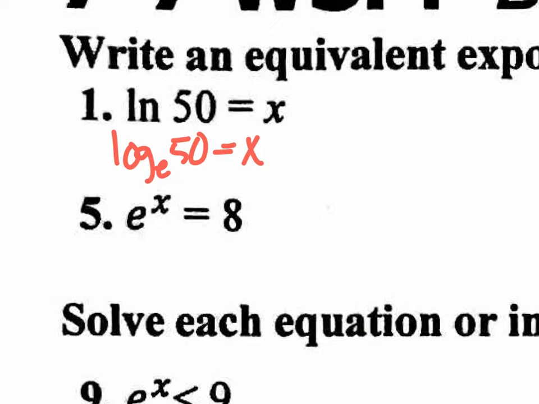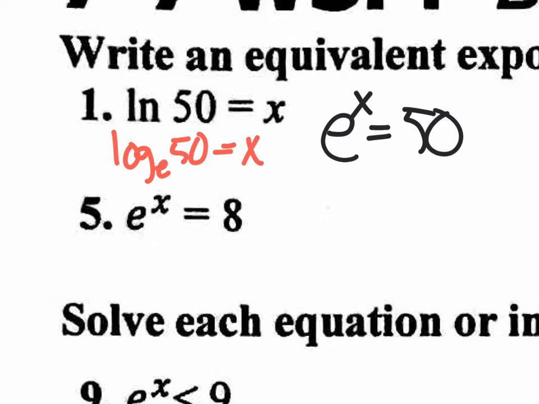Now, remember how logarithms work. It's always this base to what power gives you 50. And that's exactly what it is. E to the x gives you 50. So that's from logarithmic form to exponential form.